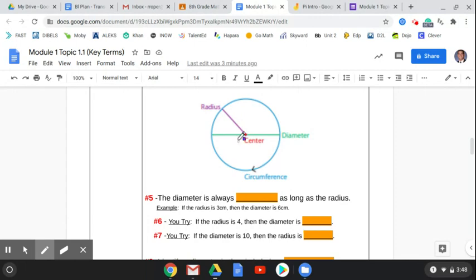Okay. Now, if you're given the diameter, so all the way across the circle, if all the way across the circle is 10, then what is the radius? What is halfway across the circle? Well, what's half of 10? 5, right? So if the diameter is 10, the radius is half of that, or 5.